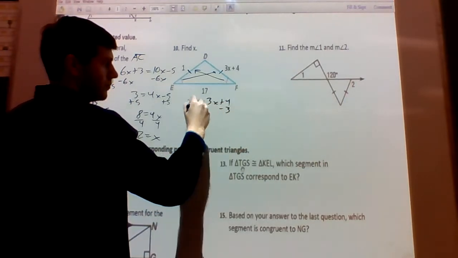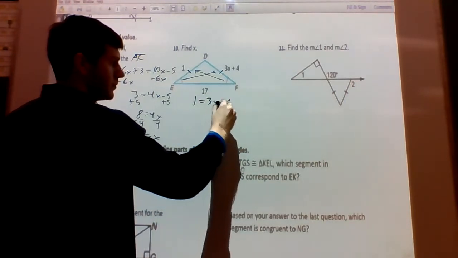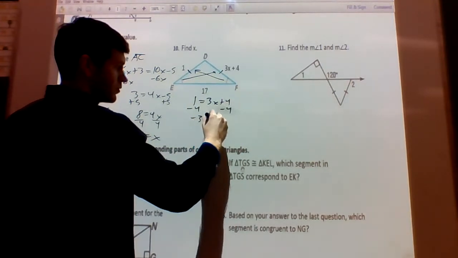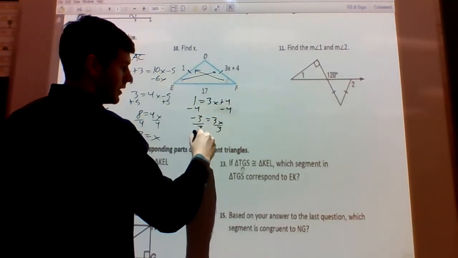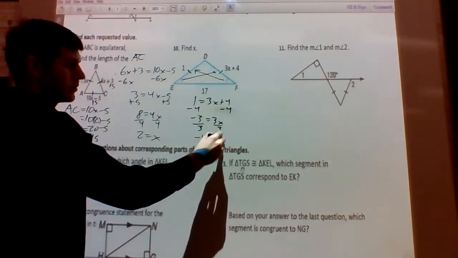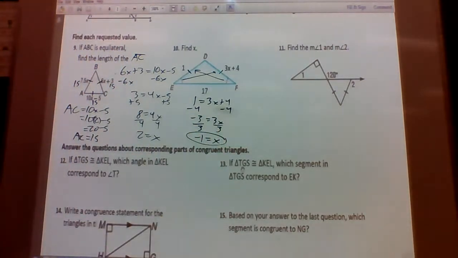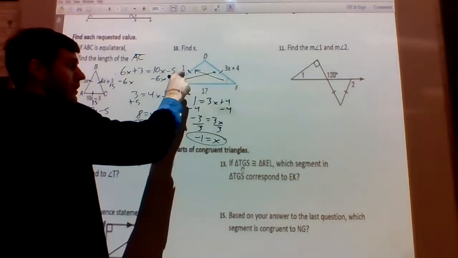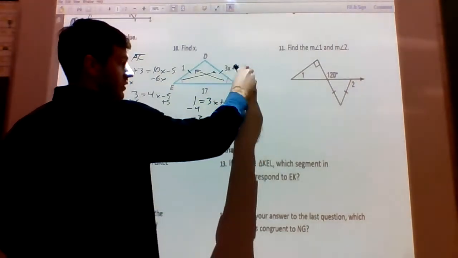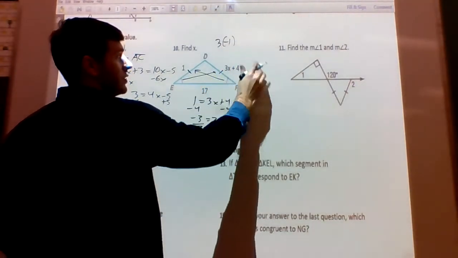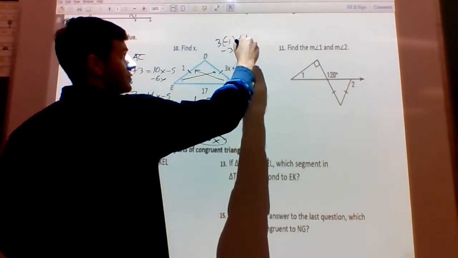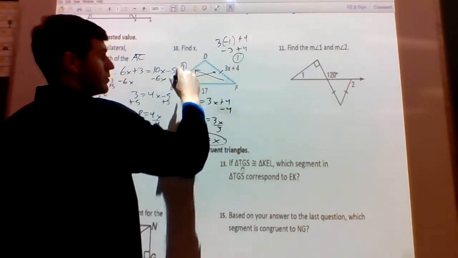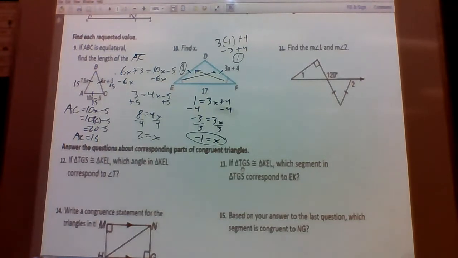So we minus 4 from both sides. We get negative 3 equals 3x. Divide by 3. Negative 1 equals x. And again, you can't have a negative length, but you can have a negative x value. So it's perfectly okay for that x value to be negative as long as the length is positive. And we know the length should be equal to 1. So if we substitute it in, 3 times negative 1 plus 4, it gives us negative 3 plus 4, which gives us 1. And we know both those sides should be 1.